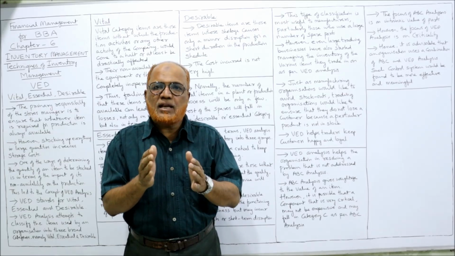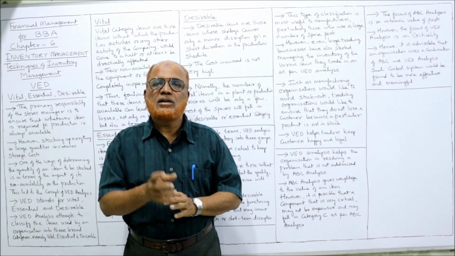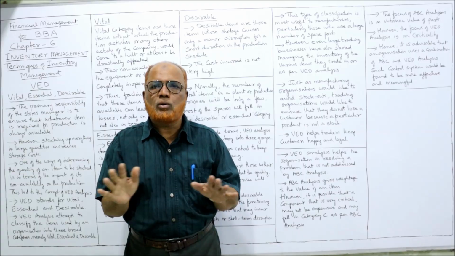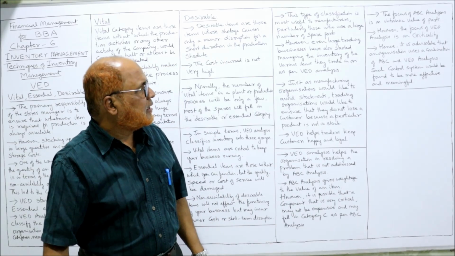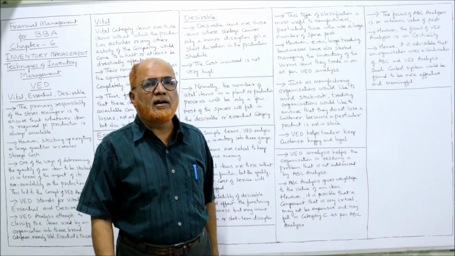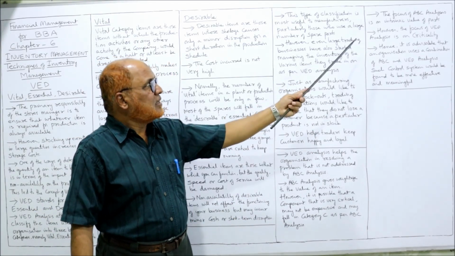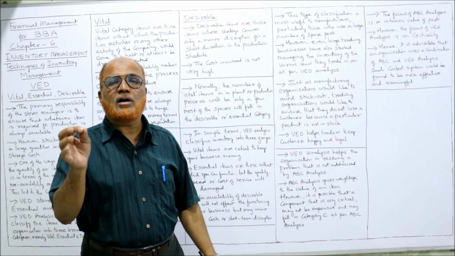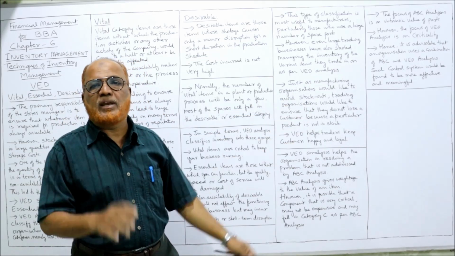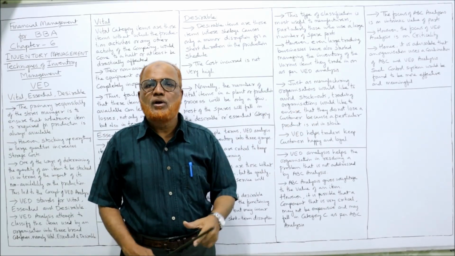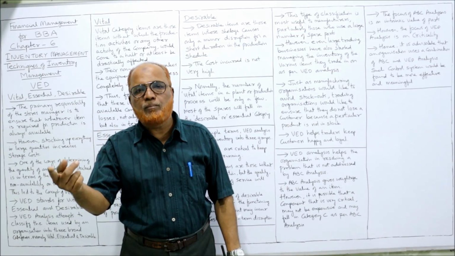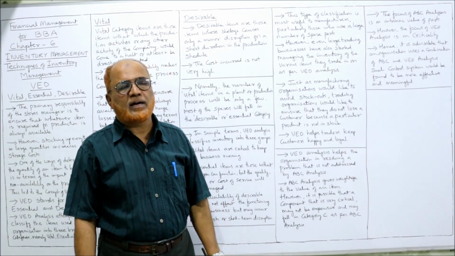So the drawback of ABC analysis is that it gives importance only to value without criticality, and that is overcome by VED. The focus of ABC analysis is the intrinsic value, whereas the focus of VED analysis is on the criticality. This point is very important. ABC analysis gives more importance to value. VED analysis gives more importance to the criticality of the item.